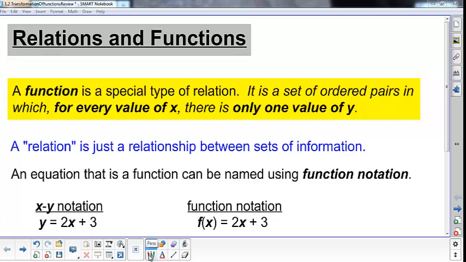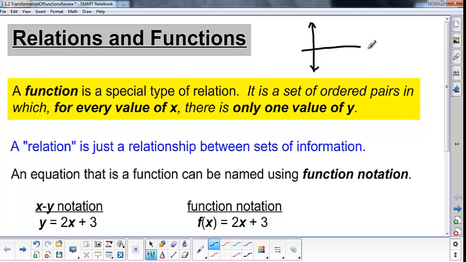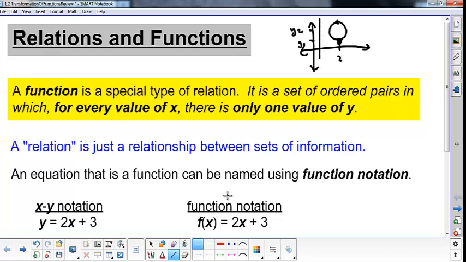So for example, if you remember back in previous courses, you would do something called the vertical line test. For example, if I had a circle, and let's say this x value here was 2, this particular x value of 2 would have two different y values, one here and one here. And if you remember the vertical line test, you would take a vertical line just to double check and sweep it across your relation, and if your line touched in more than one spot, then you would know it's not a function.